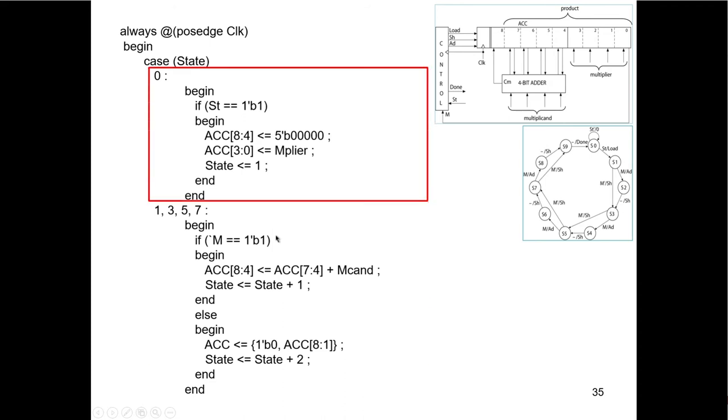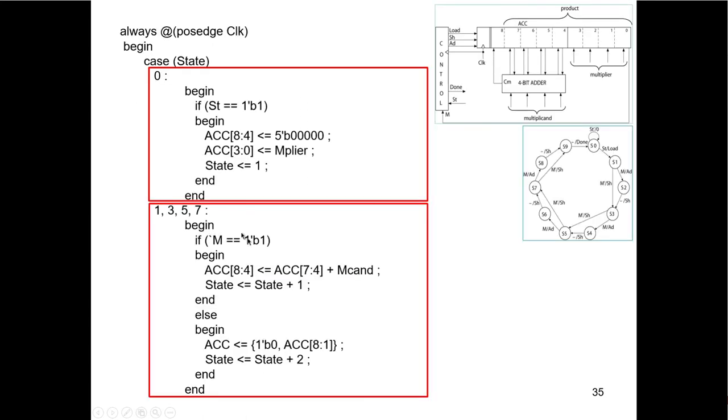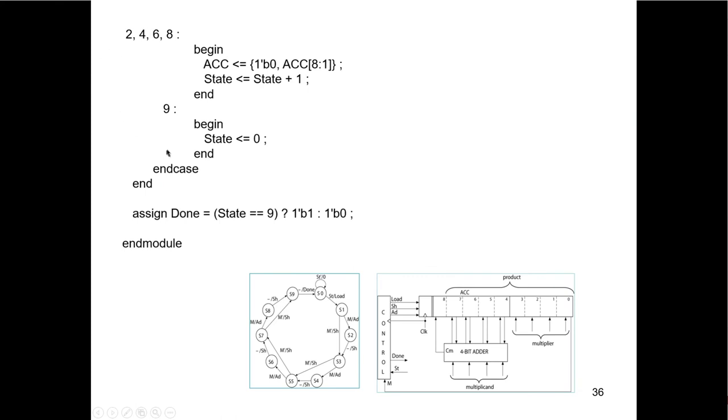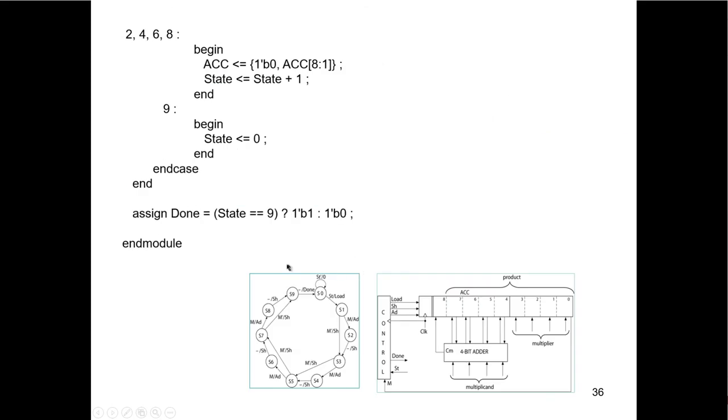And then, on the other hand, if the multiplier digit is a 0, then we just shift. So we only do this if the multiplier digit is a 1. We always do this. And these are states 2, 4, 6, and 8. So basically, we do state 1, then 2, then 3, then 4, then 5, then 6, then 7, then 8, and we're done. And so that's what this looks like. And that actually works quite well.